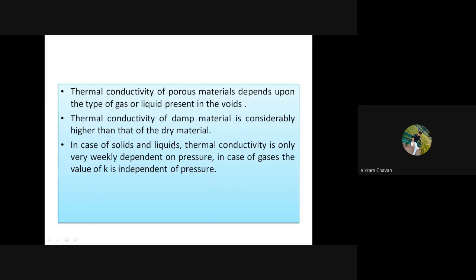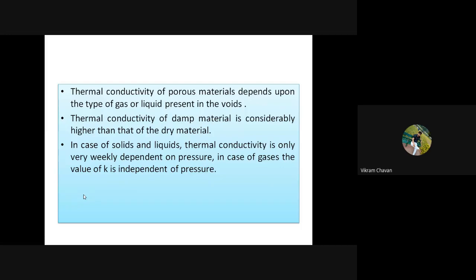The last point is also important. In the case of solids and liquids, thermal conductivity depends only very weakly on pressure. If the pressure on a material increases, how will it impact thermal conductivity? For solids and liquids, it depends very weakly on pressure. But in the case of gases, the thermal conductivity is independent of pressure. Whatever the thermal conductivity of a gas is at atmospheric pressure, that will be its thermal conductivity at all different pressures. So the thermal conductivity of gases does not depend on pressure.